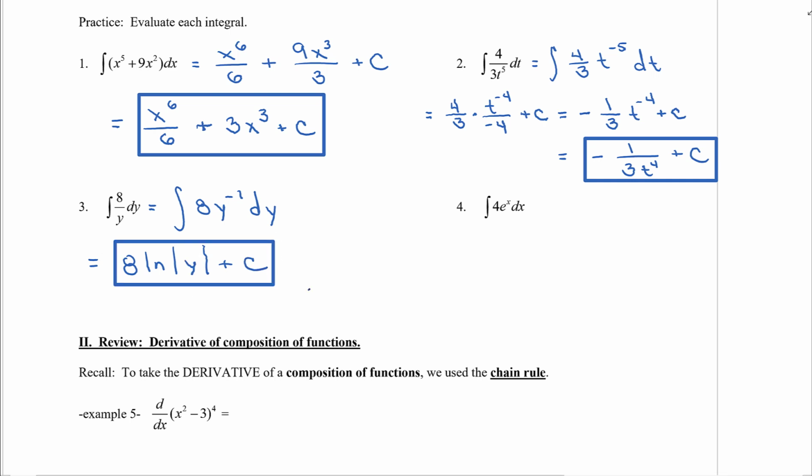And then number 4 here, the integral of 4e raised to the x power dx is going to be equal to 4 times e raised to the x plus c. And then we could just box that in, and we're done with those problems.